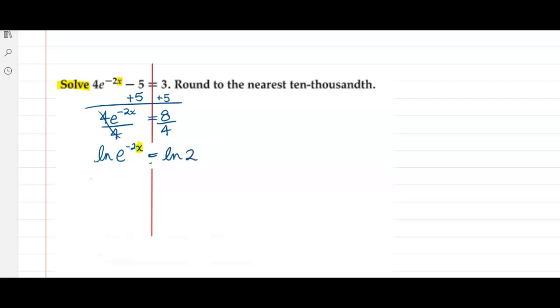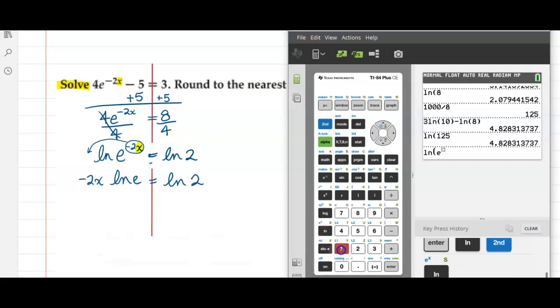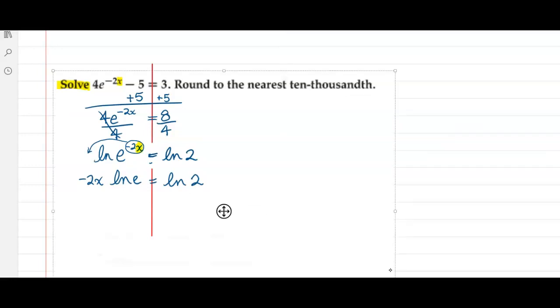There we go. Now this exponent can come down and become a coefficient. -2x, natural log of e, equals the natural log of 2. One fun fact I'd like to point out though, use your calculator, type in the natural log of e. And again, that's e to the first because there is no exponent. What do you get? You get 1. Anytime you have the natural log of e, it's just going to equal 1. So it cancels out. And now we have -2x equals the natural log of 2.